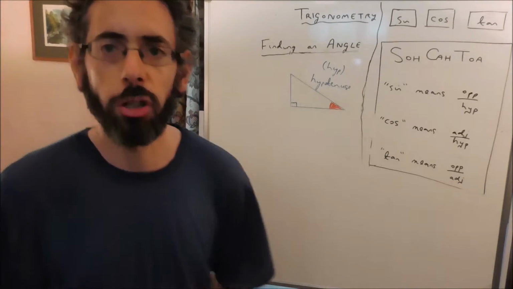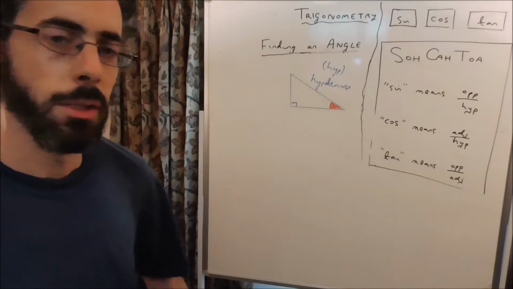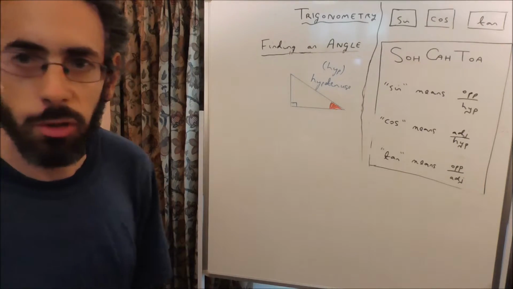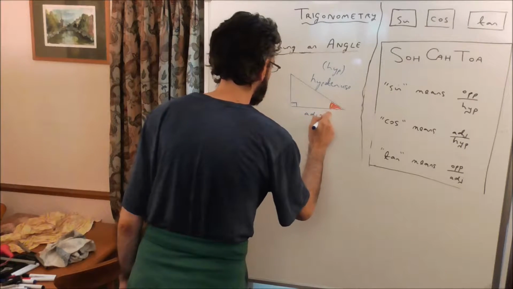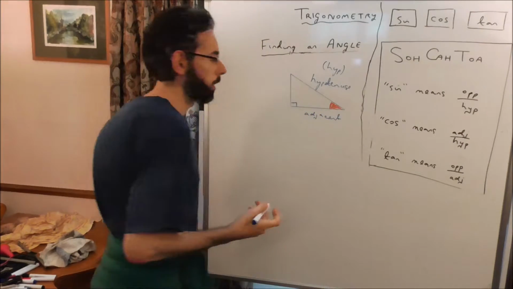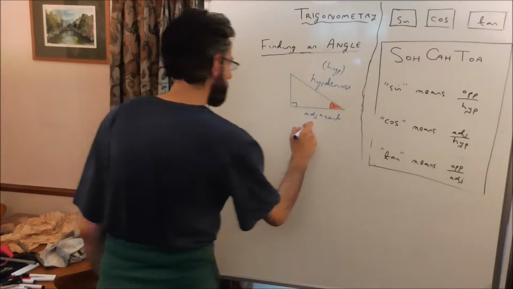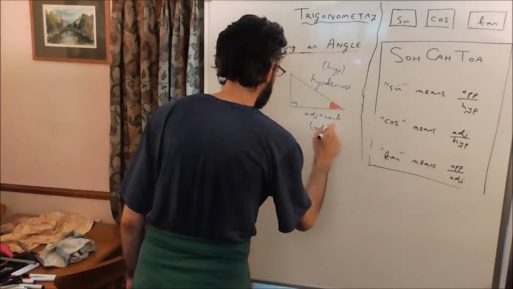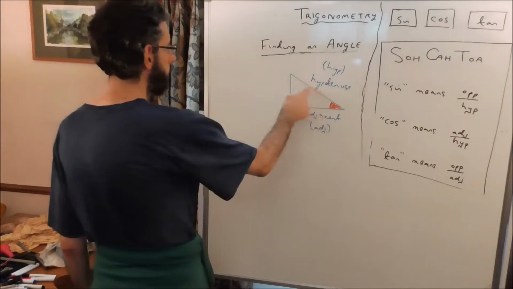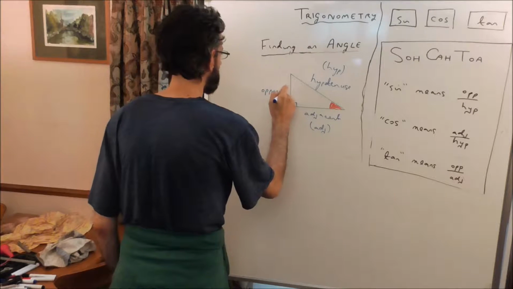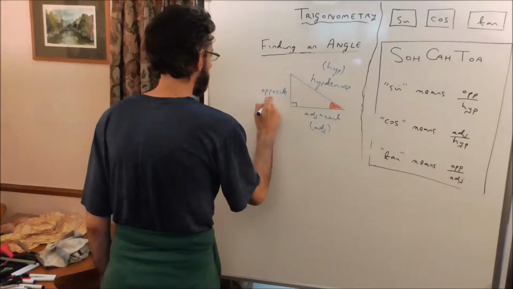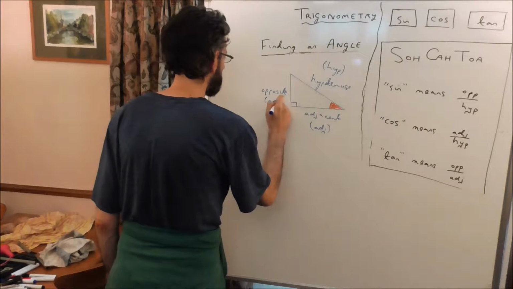Which side do you think is the adjacent side? Well, adjacent means next to, as I said. So it's this side here. It's the side next to the angle, adjacent. And I'm going to be using the abbreviation ADJ, the adjacent side, which means that this side here is the opposite side because it's opposite the angle. I'm going to be using the abbreviation OP, O-double-P.